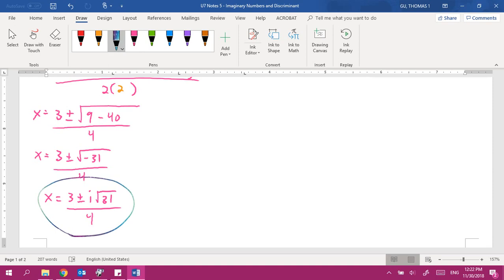But now we got to tell, is this a real number? Is this an imaginary number? Or is it a complex number? Complex. That's right. Why do you say complex? Because it has a real number and an imaginary number. See, because on the top it's got a 3. That's a real number, right? Then we got the i square root of 31, which is an imaginary number. So that's complex.